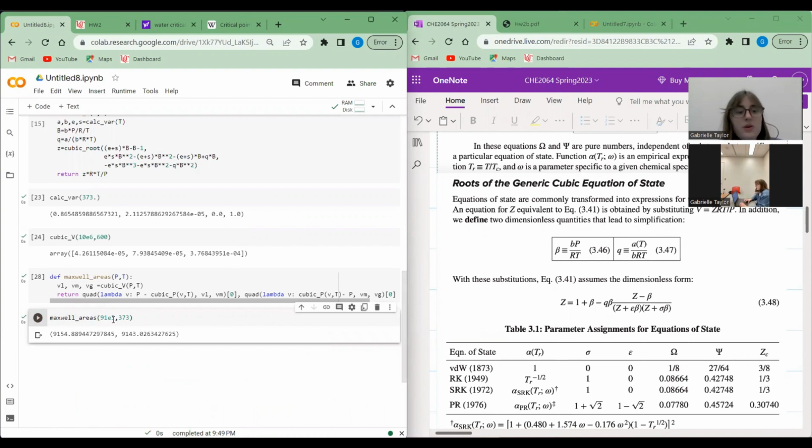So it says that when the vapor pressure is 91 e to the 3rd and the temperature is 373, the area under the curve is going to be 9,154, and the area above the curve is going to be 9,143. And this is pretty close to matching areas. So thank you.